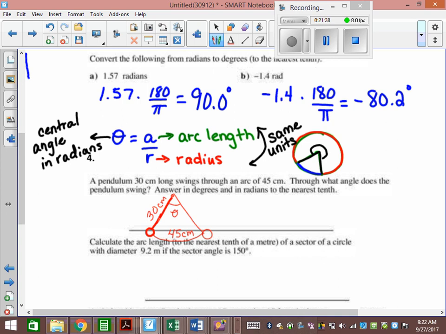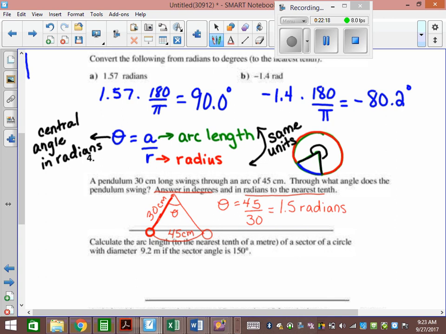Okay, let's figure it out. Oh, look, they want the answer in degrees. They want it in radians too because it's my type of question. But if this was a question on the test, I probably would ask for it in degrees because your answer is actually going to be in radians and then you're going to have to convert. So theta equals A, which is 45, over R, which is 30. What's 45 divided by 30? 1.5 what? Radians.